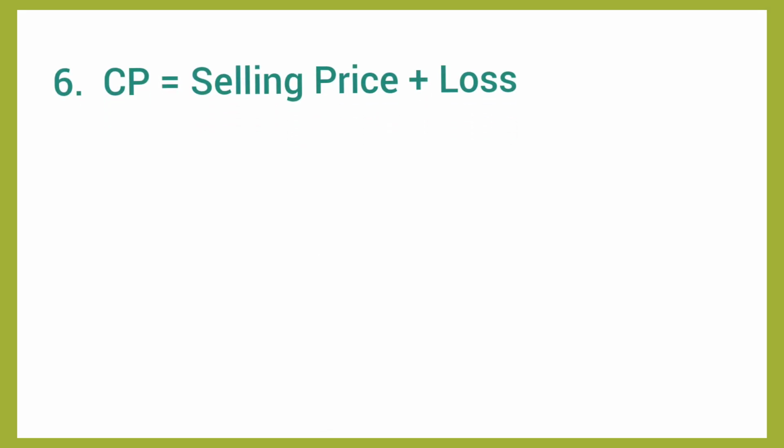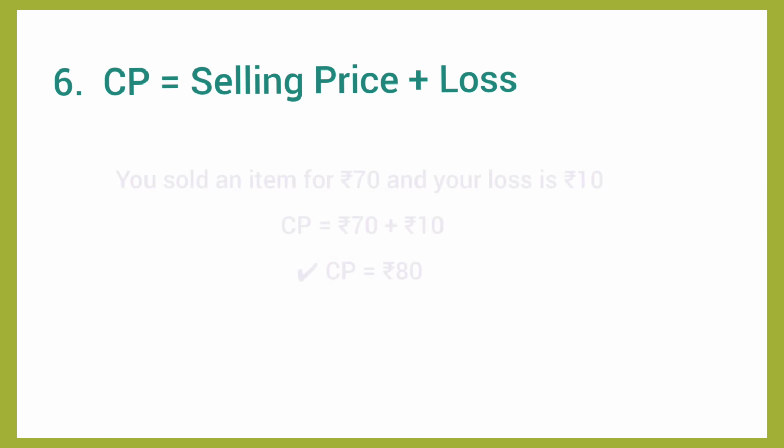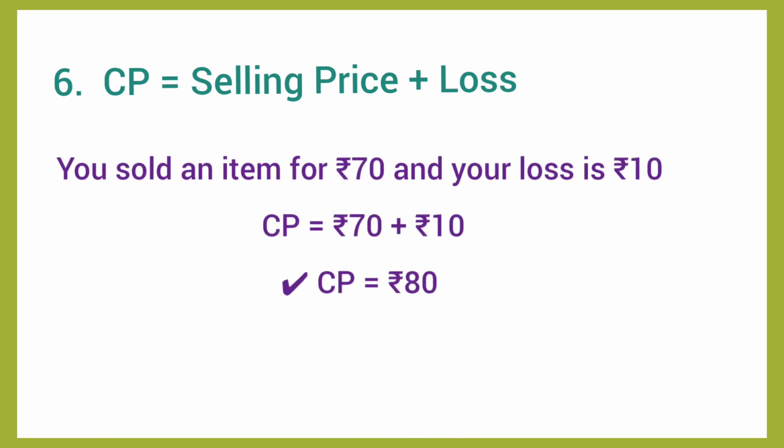Next, cost price equals selling price plus loss. This formula is used when you know the selling price and you know the loss in rupees and you want to find the cost price. Example, you sold an item for rupees 70 and your loss is 10, then cost price is rupees 80.